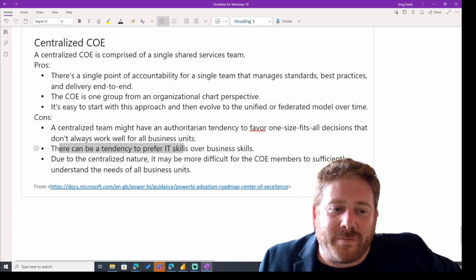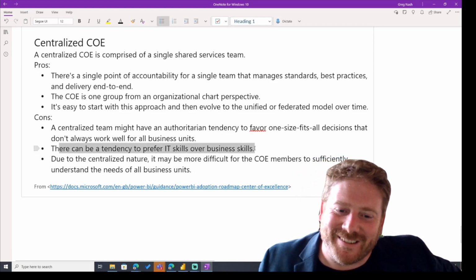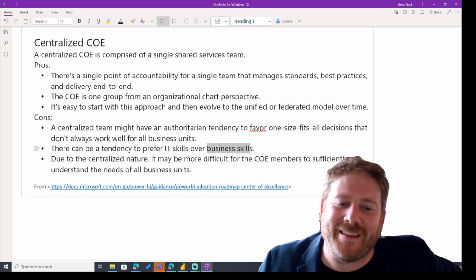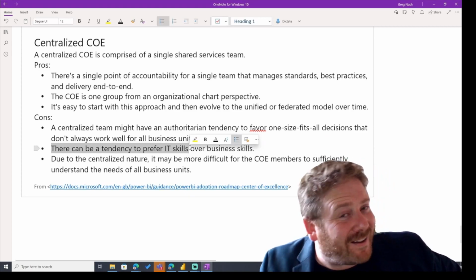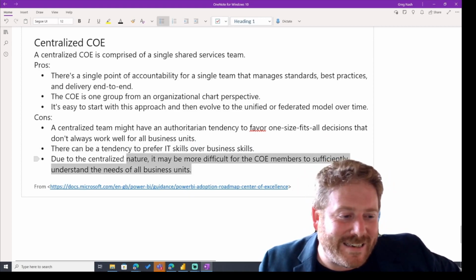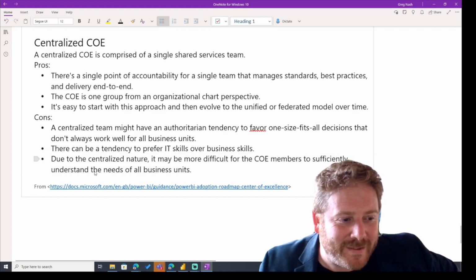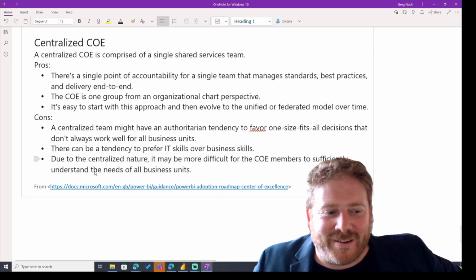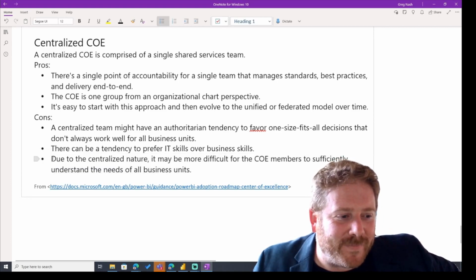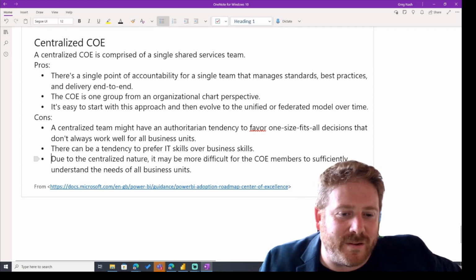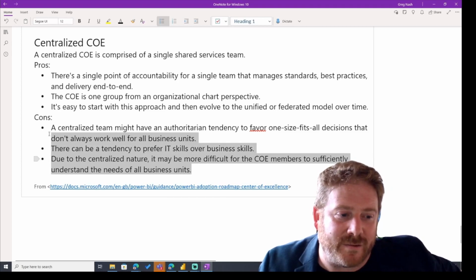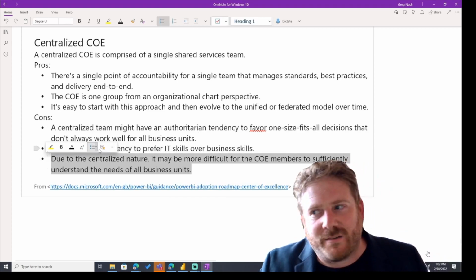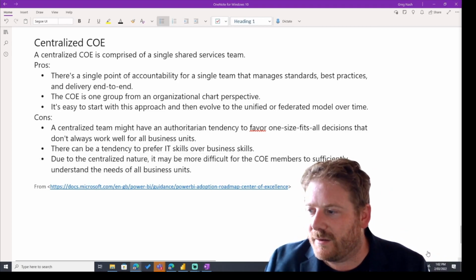There's a tendency to prefer IT over business skills. That's because these centralized teams tend to be IT people, and they think about IT stuff in IT ways. Trust me, I know, because I was an IT guy and still am. Due to the centralized nature, it may be more difficult for the COE members to sufficiently understand all of the business units and the needs of the business units, right? So if you centralize, you maybe lose some of that vision.